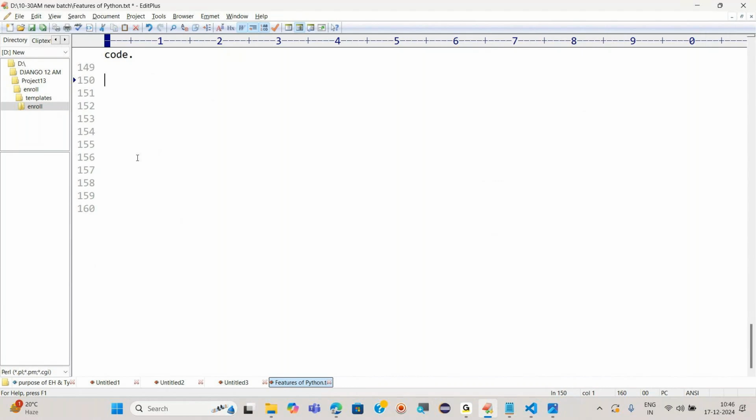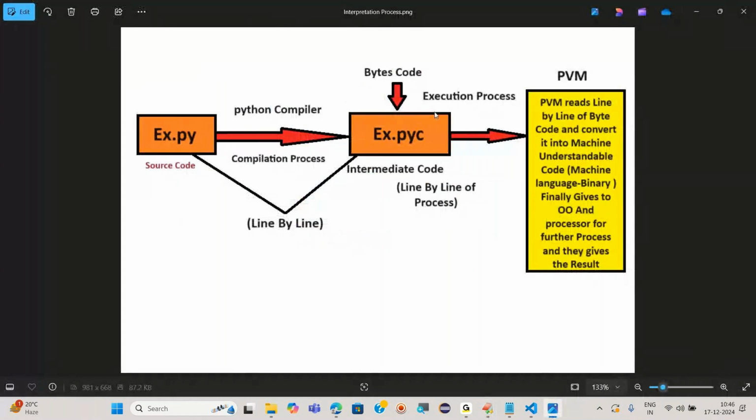So what it does? Source code into bytecode. Then bytecode is the intermediate code. You can also call it intermediate code. This bytecode then will process to PVM. We call it the execution process. In this execution process, PVM reads the bytecode line by line and converts it into machine understandable code, and then gives it to the operating system or the processor for further execution, further output.